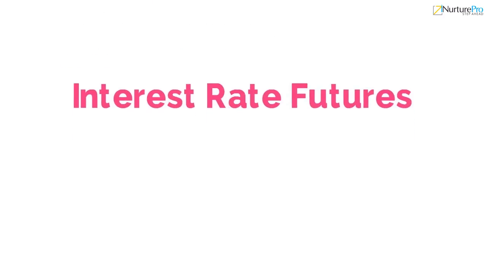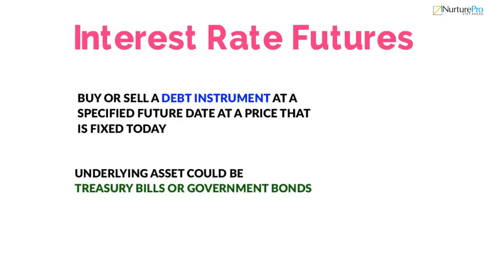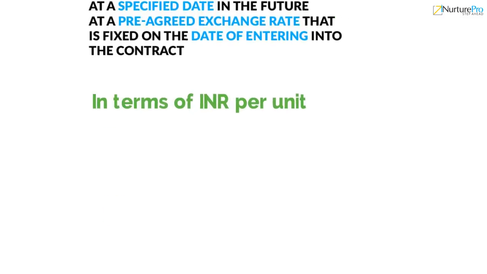Interest rate futures are an agreement to buy or sell a debt instrument at a specified future date at a price that is fixed today. The underlying asset could be treasury bills or government bonds. A currency future is a futures contract to exchange one currency for another at a specified date in the future at a pre-agreed exchange rate that is fixed on the date of entering into the contract. For example, on NSE, the price of a future contract is quoted in terms of INR per unit of the other currency, for example, US dollars.